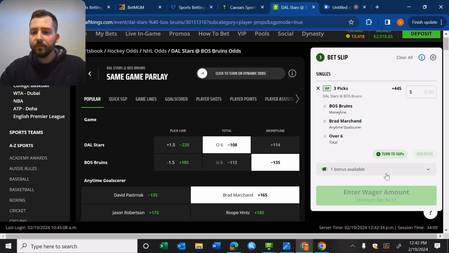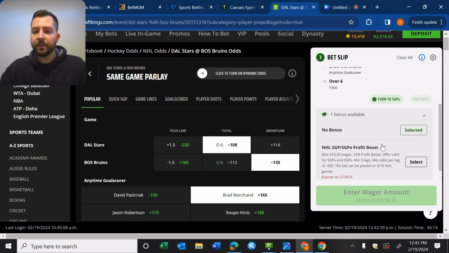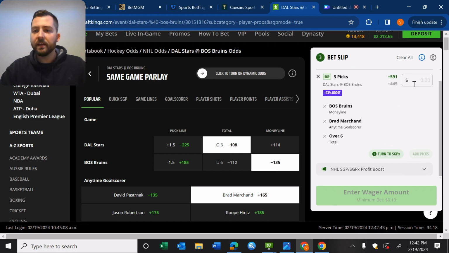So we can go back down to our bonus available, and we have the 33% parlay boost for the same game. We'll put that in, and we'll do another $10 max bet. So there's our boosted payout. Originally, it was going to be $14 less, so we have a $14 boost there.